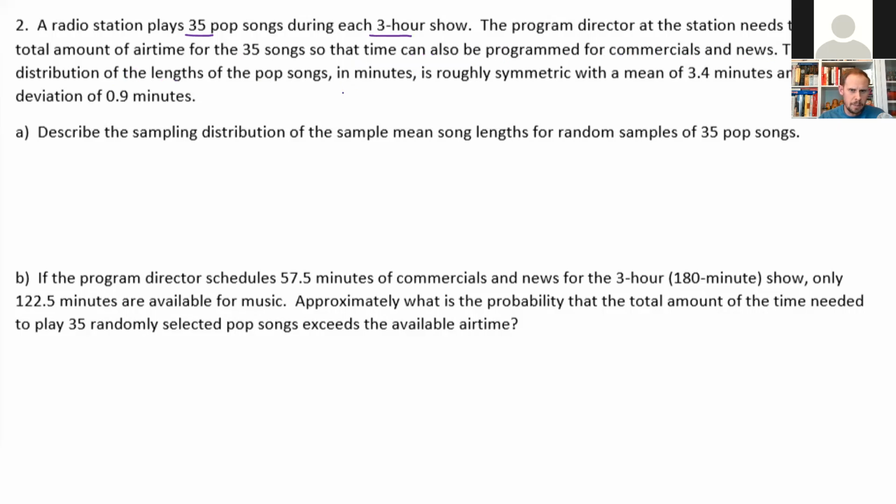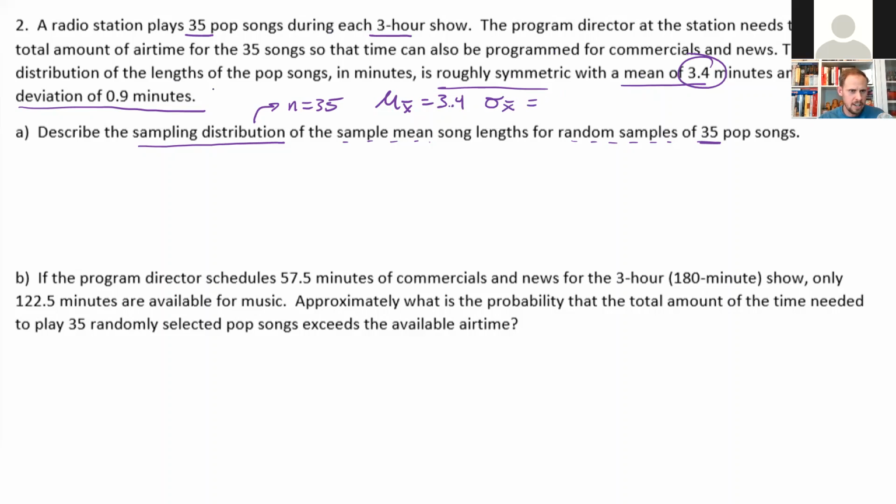The distribution of the lengths of pop songs in minutes is roughly symmetric, with mean 3.4 minutes and standard deviation 0.9 minutes. Describe the sampling distribution of the sample mean song lengths for random samples of 35 songs. So now we're working with a sampling distribution. So that means our N here is 35. The mean of the sampling distribution will be the mean overall, which is 3.4. And the standard deviation for the sampling distribution will be the standard deviation here divided by the square root of n, which is 35.